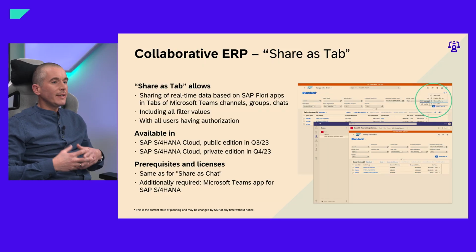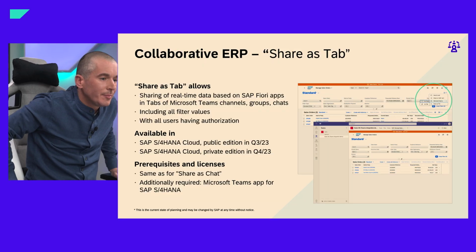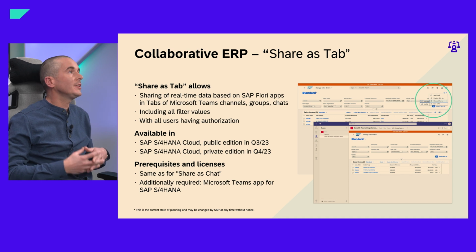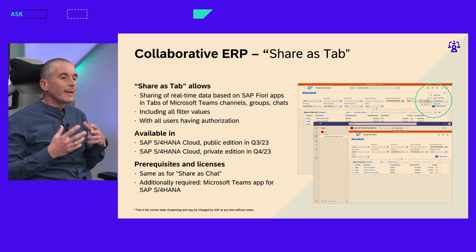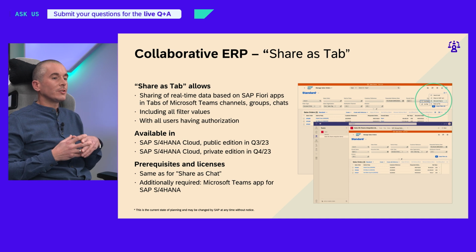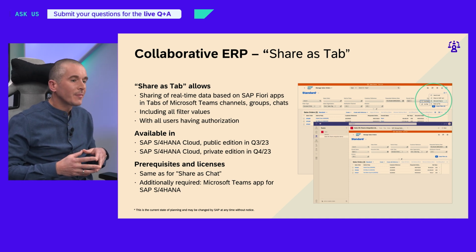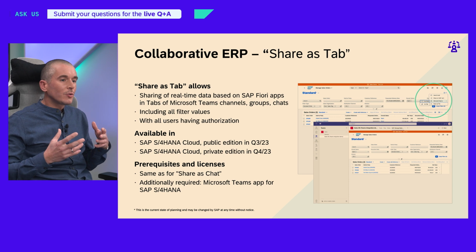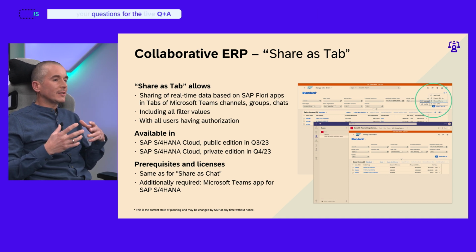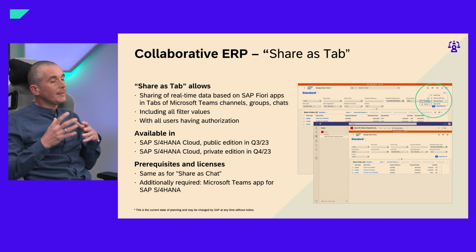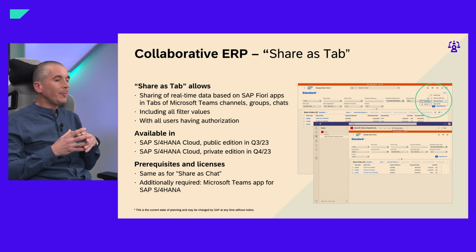Hot off the press is the newest collaborative ERP feature, Share as Tab. As Share as Chat, it recently just got generally available in SAP S/4HANA Cloud Public Edition as well as Private Edition. It allows end users to collaborate directly in MS Teams channels, groups or chats through an embedded tab in MS Teams. Embedded tab means that you can access the SAP Fiori Elements-based app in Microsoft Teams while navigating and changing data within the app as you are used to it from SAP S/4HANA Cloud.